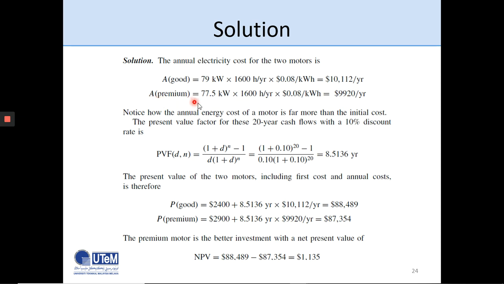Now for the premium motor, it only draws 77.5. When we multiply using the same values, we get $9,920 per year. So already we can see that even though the initial cost for the premium motor is higher than the good motor, the electricity bill for the premium is already savings. If you subtract 10,112 minus 9,920, you'll get $192 of saving per year by using the premium motor.